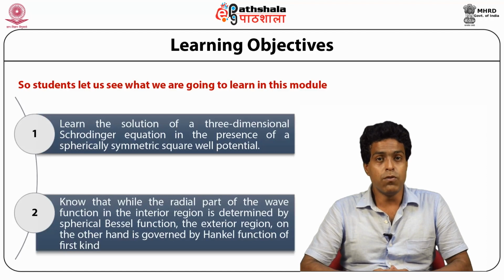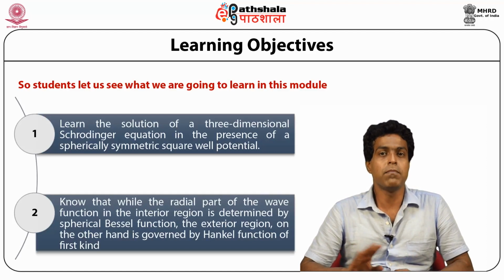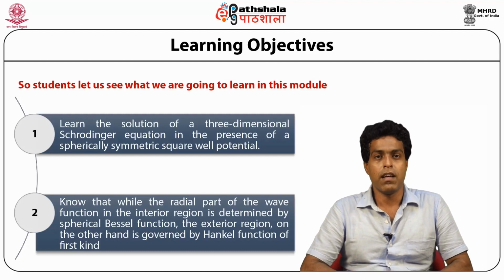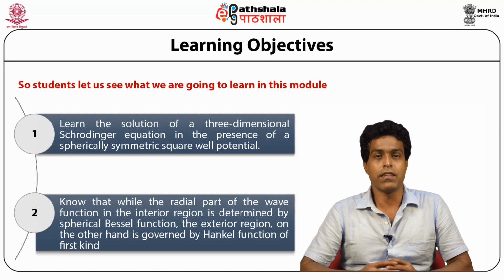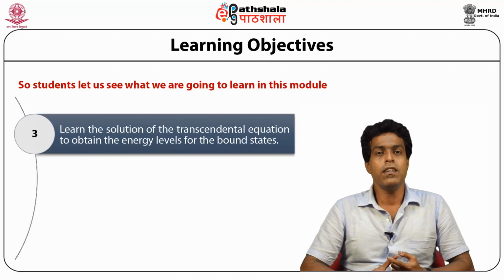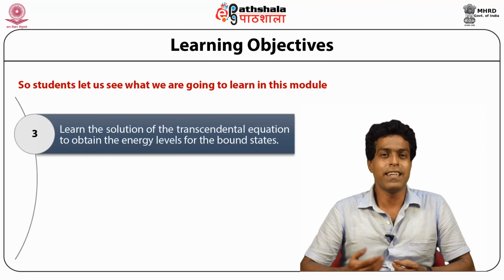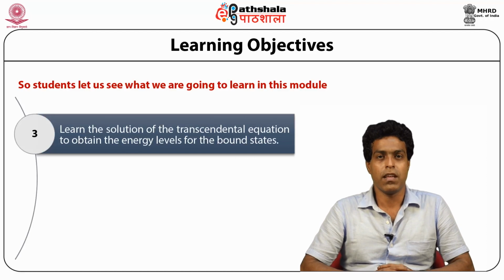He or she will be able to know that while the radial part of the wave function in the interior region is determined by spherical Bessel function, the exterior region on the other hand is governed by Hankel function of first kind. The number three point that he or she will learn is the solution of the transcendental equation to obtain the energy levels for the bound states.